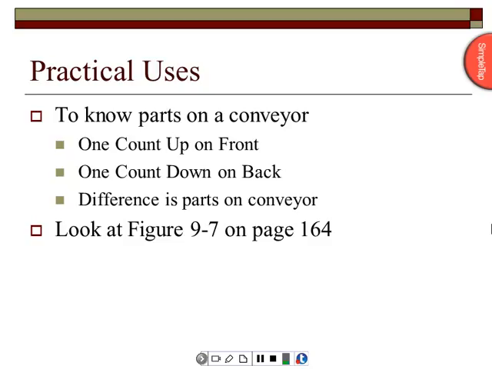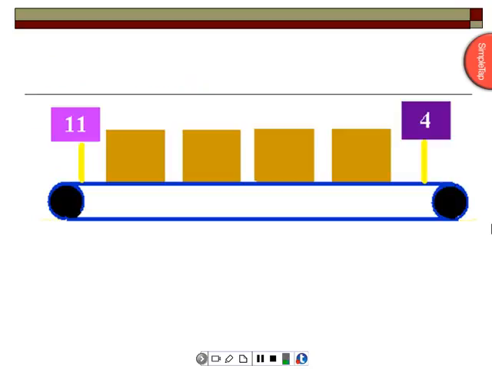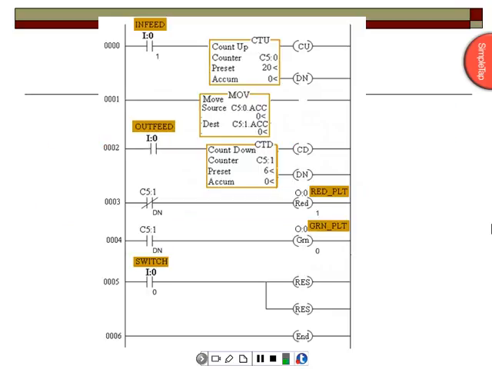They have 2 sensors on this conveyor, and all they're trying to figure out is how many boxes are on the conveyor at any given time. So they count how many come on the conveyor, they count how many go out, and they shift or move the numbers so that they know that there are 4 boxes on the conveyor. Now here is the diagram for that.